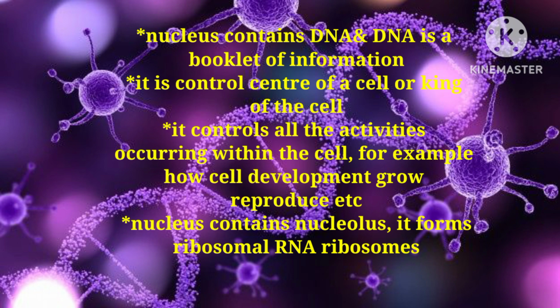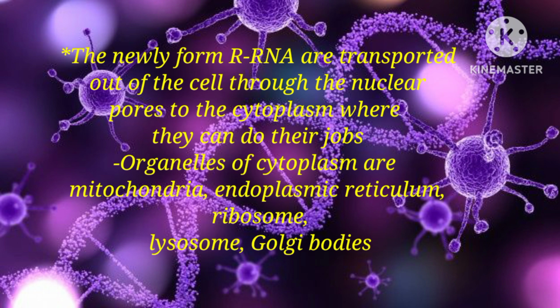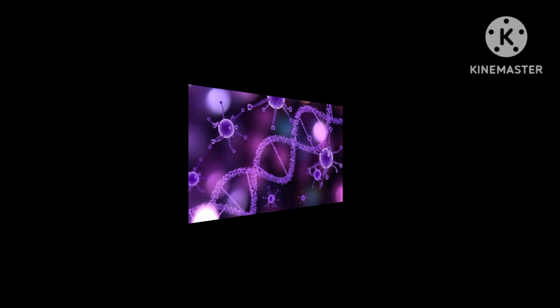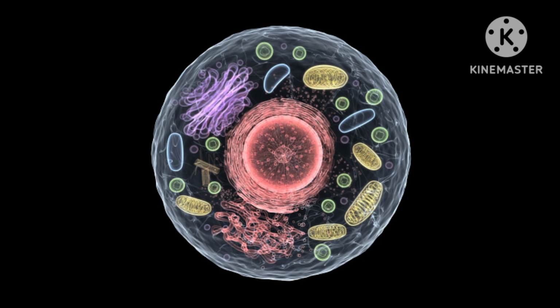Nucleus contains nucleolus. It forms ribosomal RNA, rRNA. The newly formed rRNA are transported out of the nucleus through the nuclear pores to the cytoplasm where they can do their jobs. So now we'll discuss the organelles of cytoplasm. They are mitochondria, endoplasmic reticulum, ribosome, lysosome and Golgi bodies. Here in this picture you can see different organelles present in the cytoplasm.